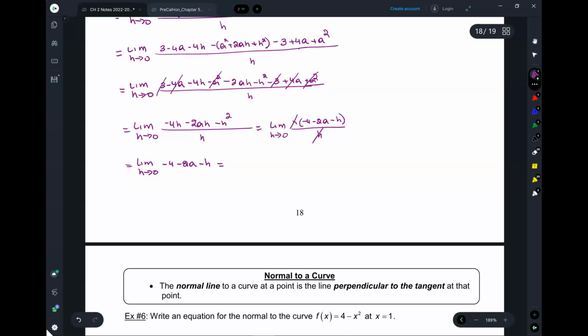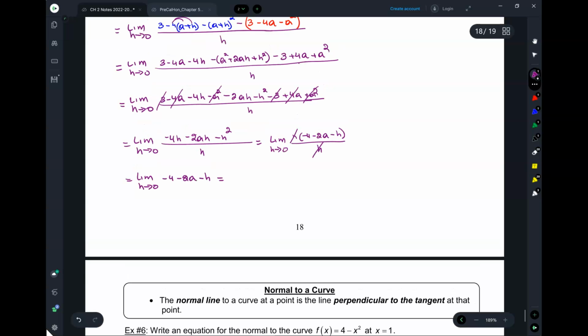So what now? What do we plug in here? 0. So what do we get? The limit as h approaches 0 gives negative 4 minus 2a. Okay, so h becomes 0. h has to go away. When you're done, h cannot still remain in the problem. It has to go away.